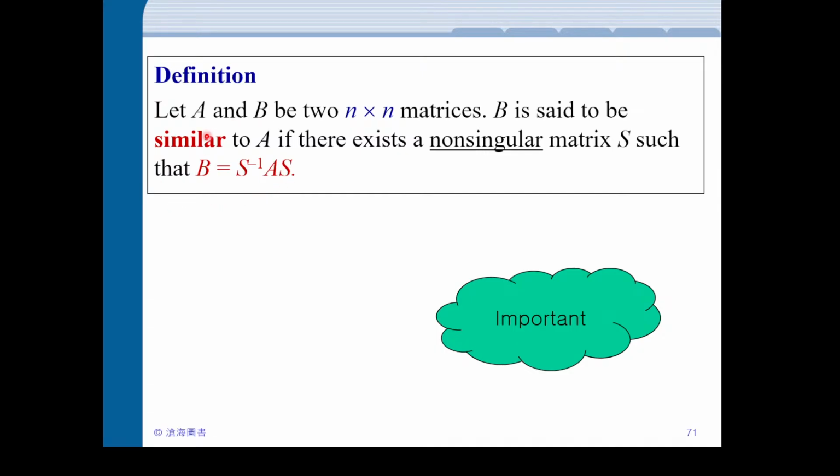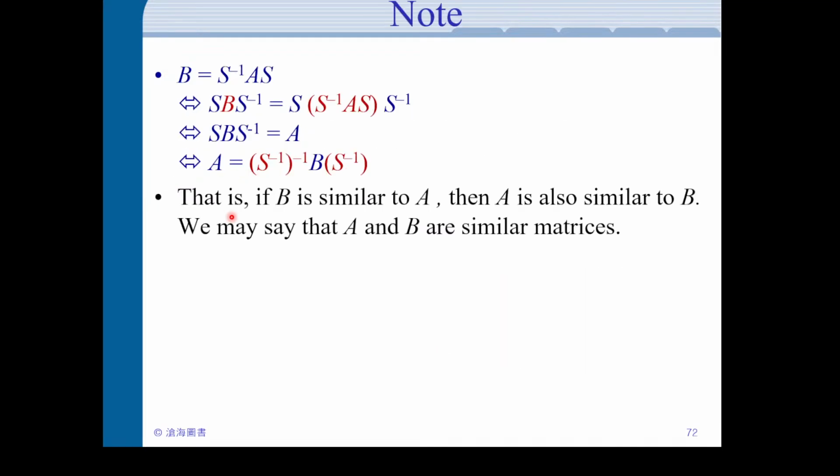And you keep saying A and B are similar because this property is symmetric. So if B is similar to A, then A is also similar to B, because we can just write A as, now we just swap S and S minus 1. A is S minus 1 to the minus 1 times B times S minus 1. Okay, so this is easy to verify. If B is S minus 1 AS, then SBS minus 1 equals A.